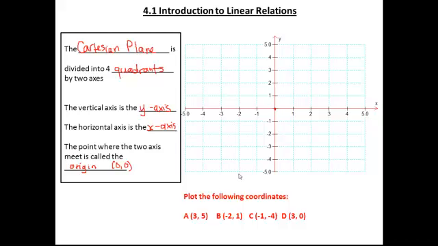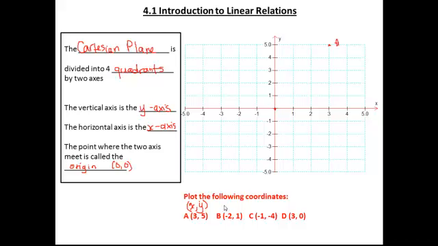We're just going to review how you plot coordinates on a Cartesian plane. The first one here is the point 3, 5. Always remember that coordinates are written in the form x, y, so the x value is first and the y value is second. If we start at the origin, we go to the right 3 and up 5. So that would be point A there.